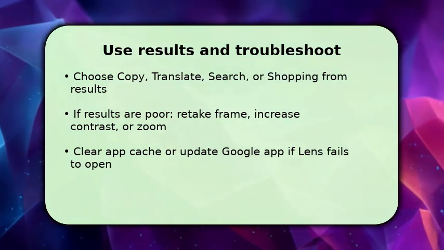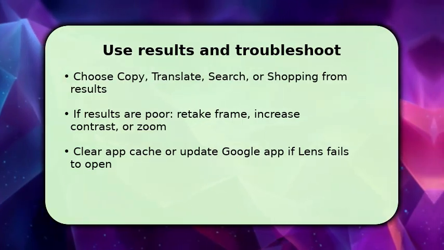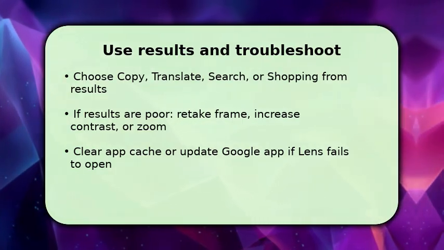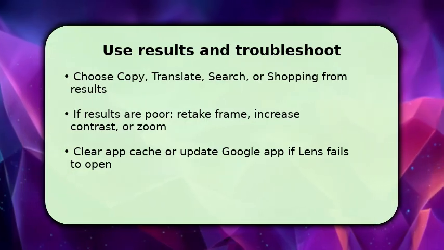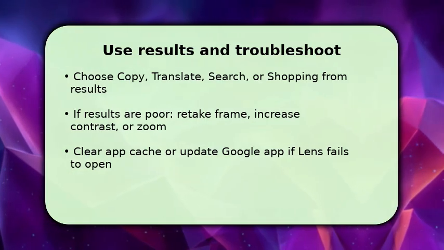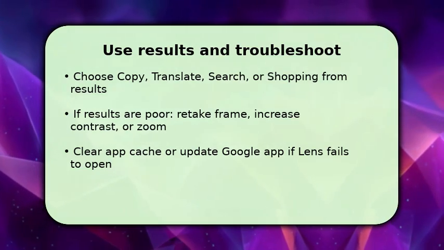Copy text to paste into notes, tap Search to find sources, use Translate for foreign subtitles, or follow shopping links for product matches. If results are fuzzy, retake the frame or increase contrast by adjusting the YouTube playback brightness and try again. Sometimes zooming in before capture helps.